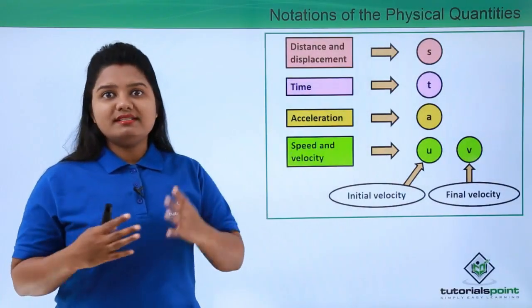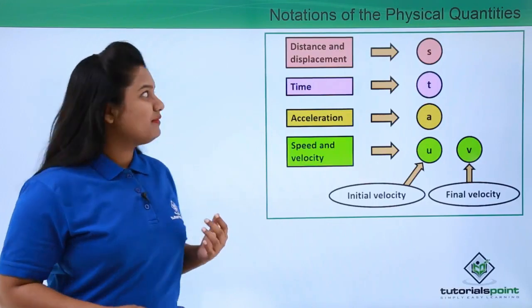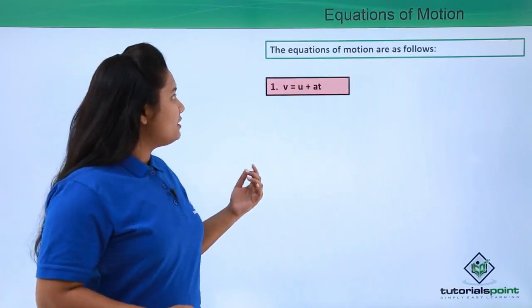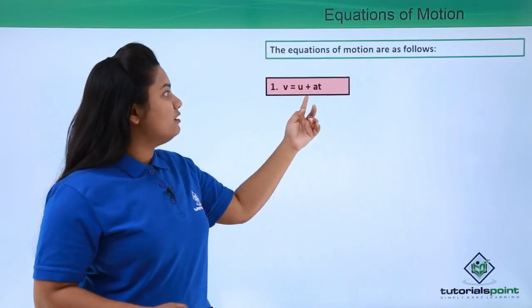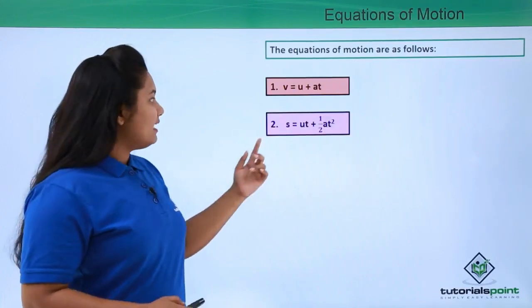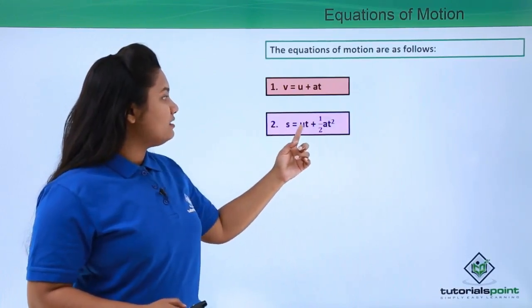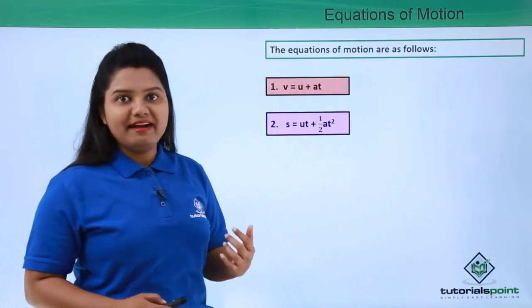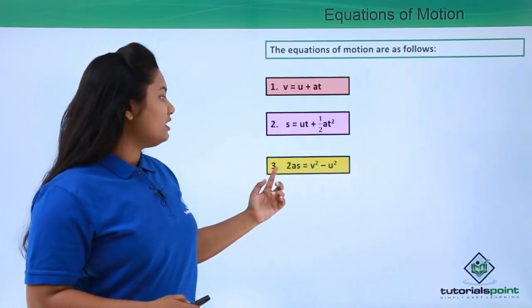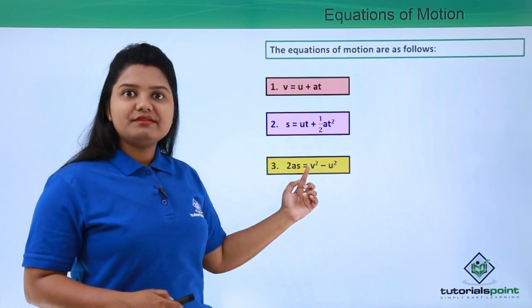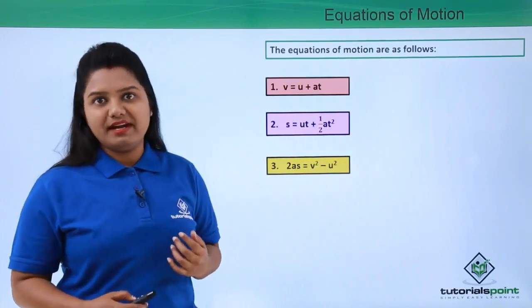So, let us see what these equations of motion are. Our first equation of motion is V equals U plus AT. The second equation of motion is S equals UT plus half AT squared. And the third equation of motion is 2AS equals V squared minus U squared.